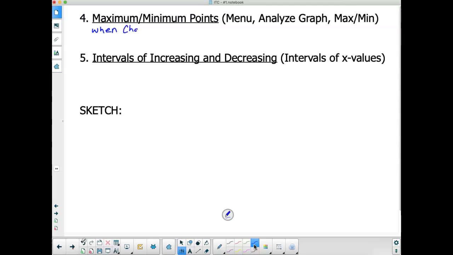There is a change in the graph from increasing to decreasing, or from decreasing to increasing. Okay? This is where maxes and mins happen. Well, obviously, if I change from increasing to decreasing, I have a max. And if I change from decreasing to increasing, I have a min. Okay? How are we going to find those? Menu, analyze graph, max or min.